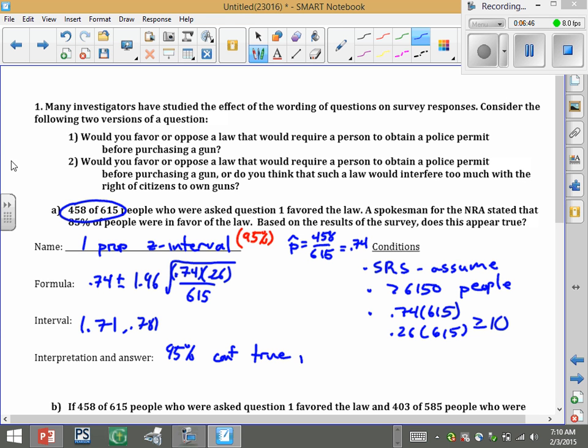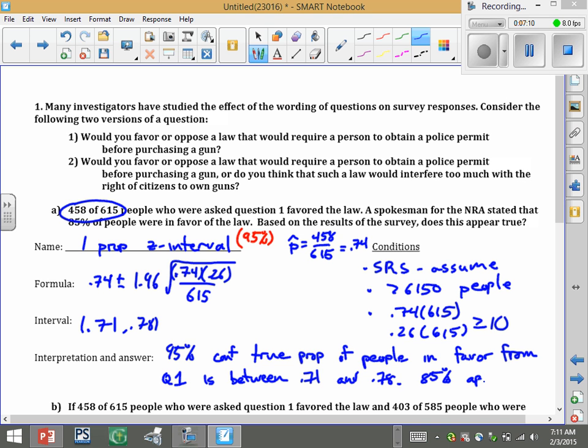the true proportion of people in favor from question 1 is between 0.71 and 0.78. Let's comment on the claim. 85% appears incorrect, and that's because it's not within the interval. So there's a quick review.